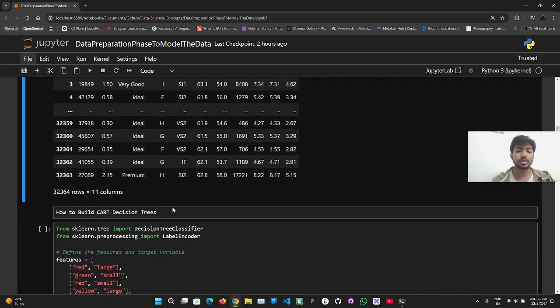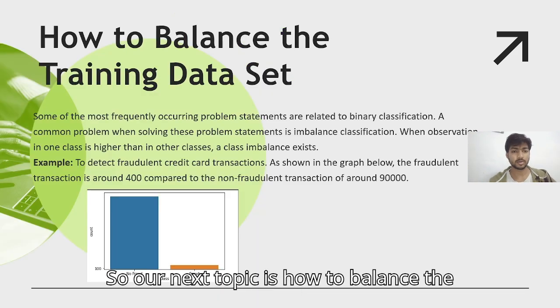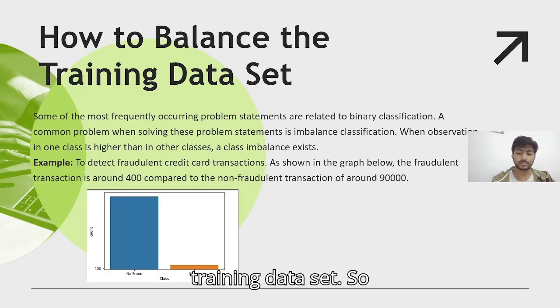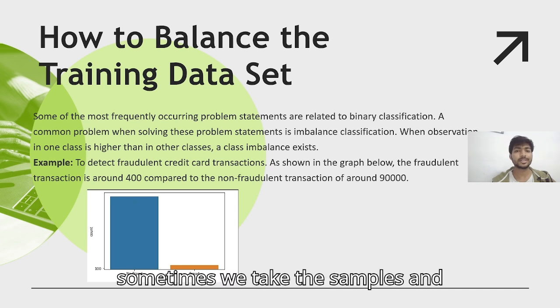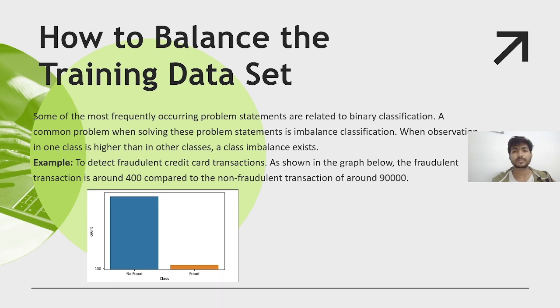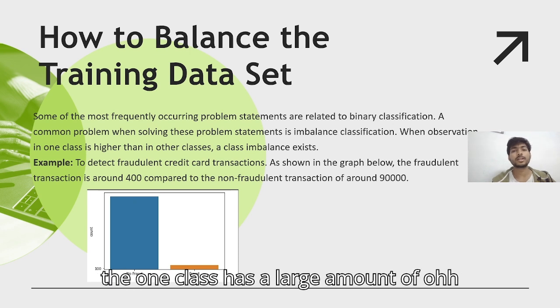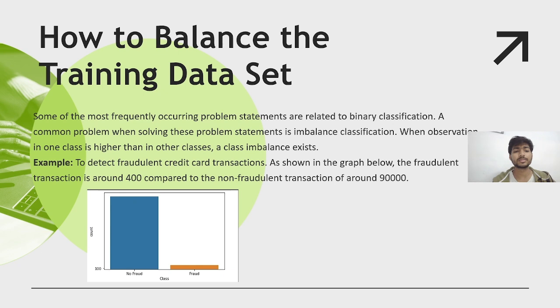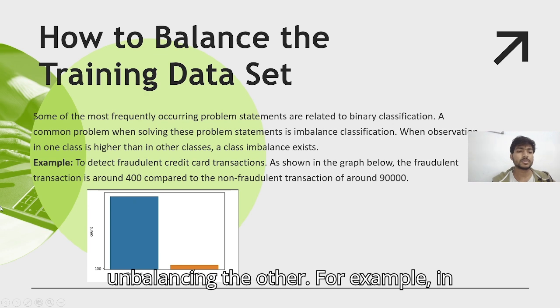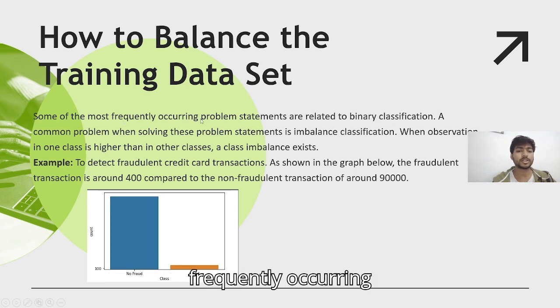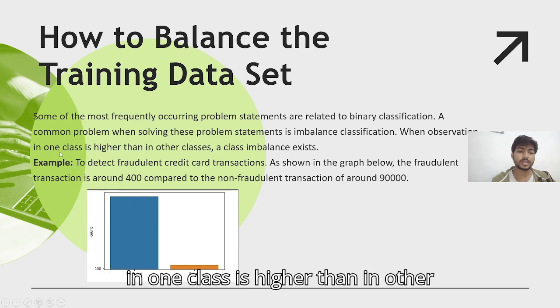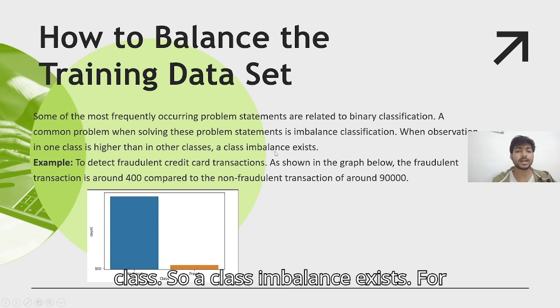Okay, so our next topic is how to balance the training data set. Balancing the training data means that sometimes we take samples, and suppose we have two classes, where one class has a large amount of information and the other does not, so the data is imbalanced. This is one of the most frequently occurring, common problem statements. When we observe that one class is higher than the other class, a class imbalance exists.